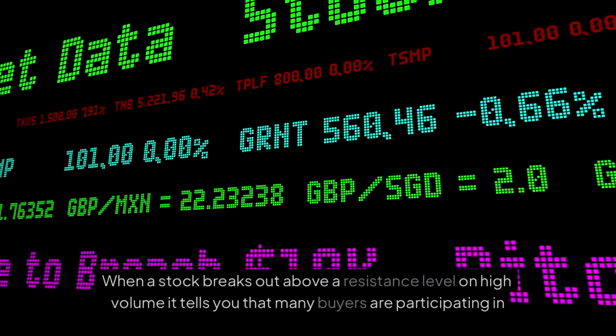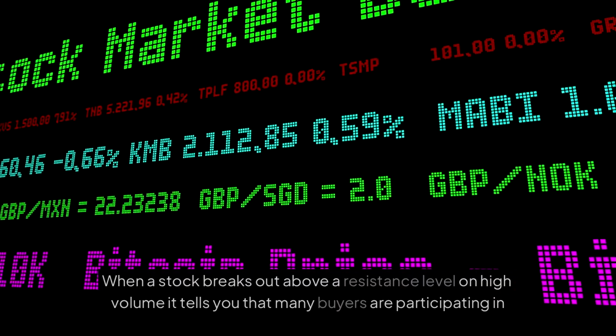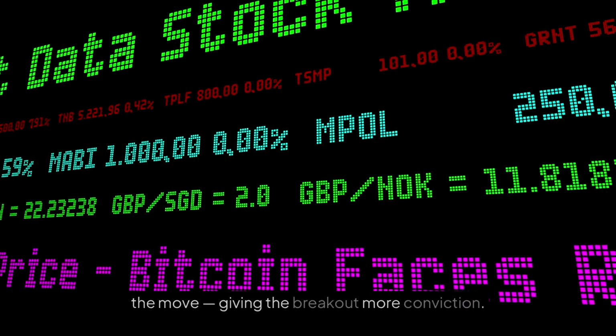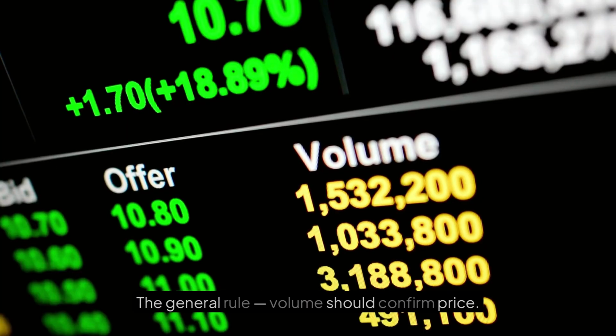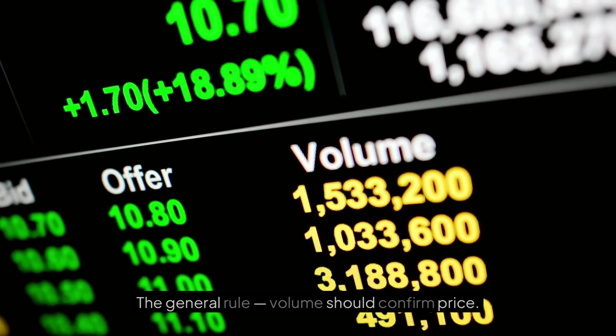A price move on high volume is considered more significant and more reliable than a price move on low volume. Here is why. When a stock breaks out above a resistance level on high volume, it tells you that many buyers are participating in the move, giving the breakout more conviction. When the same breakout happens on low volume, it could be a false breakout, a temporary move that quickly reverses.